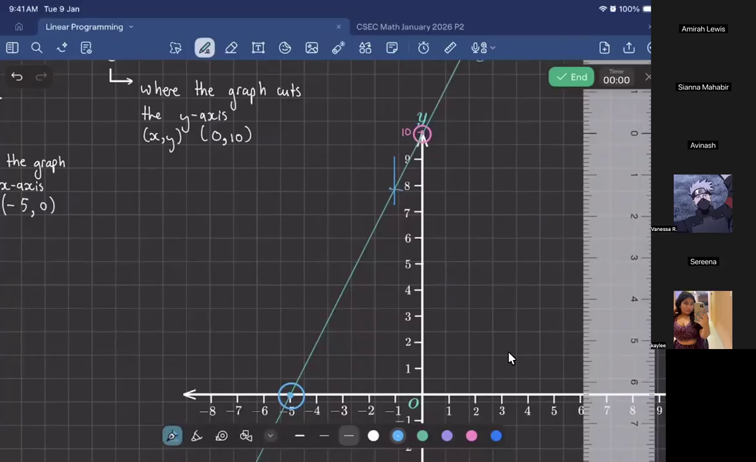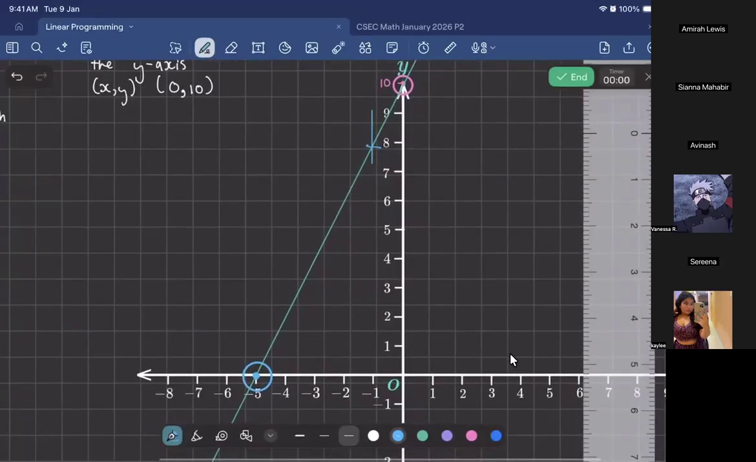What point does that look like? Try to read off that point for me. What does that point look like?